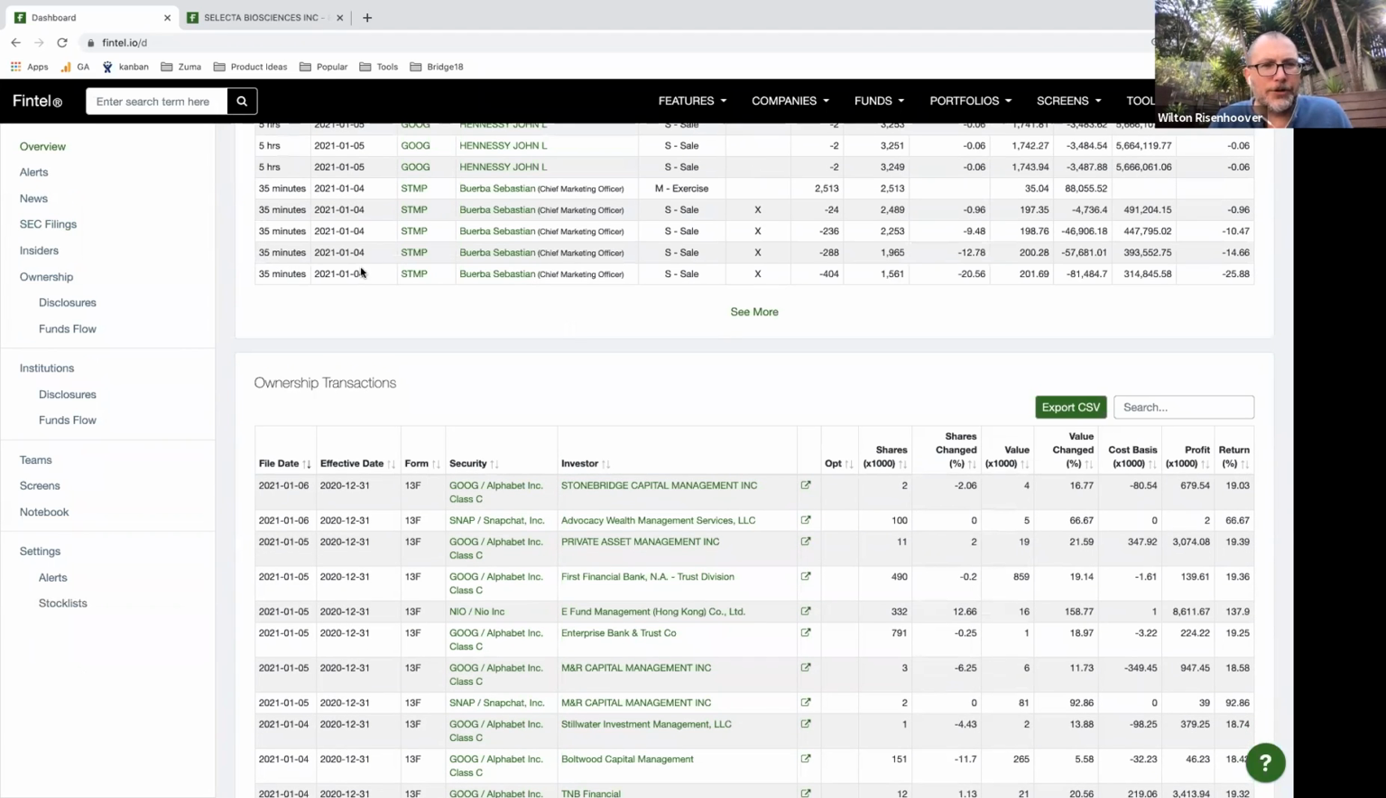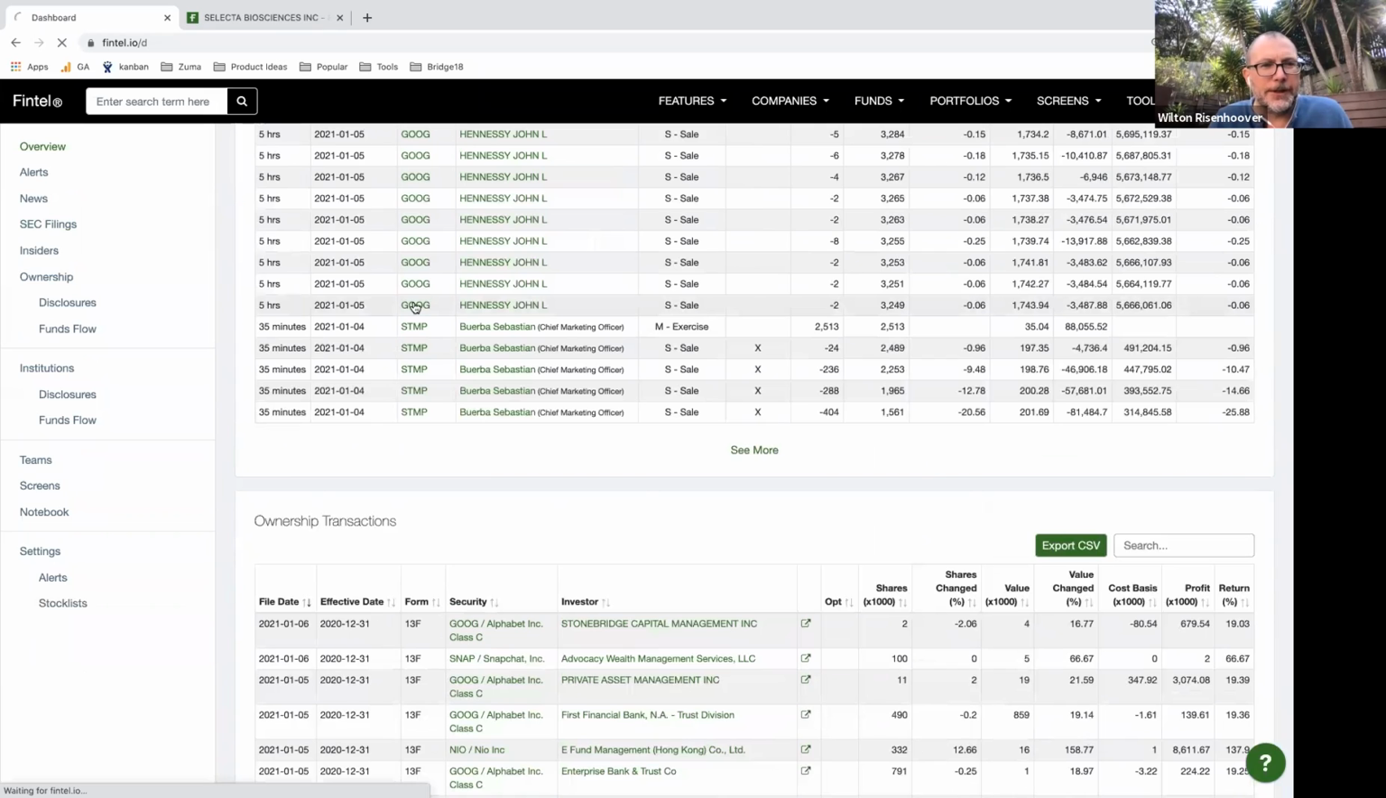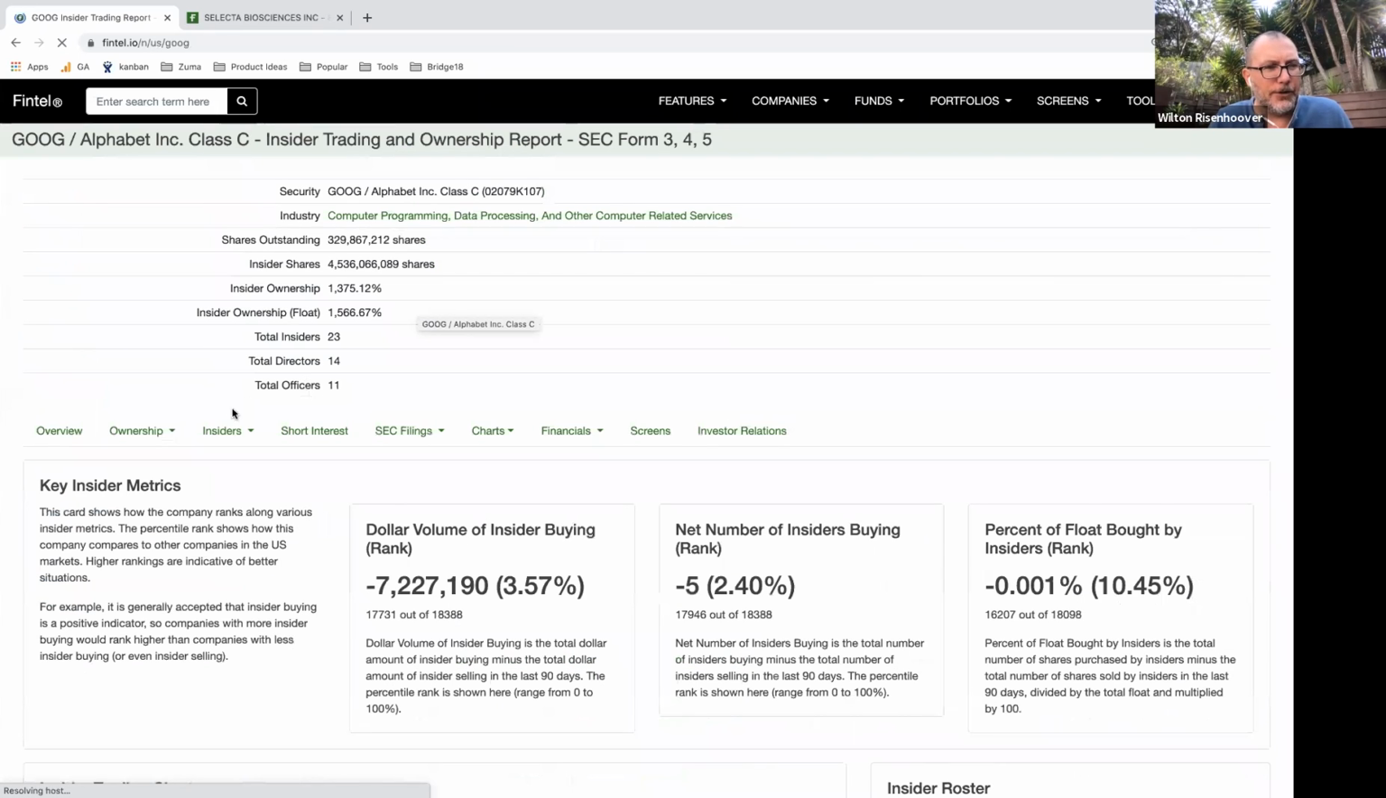But if you want to go to like Google, for example, I'm going to click on Google here. And you go to the ownership tab here on Google.